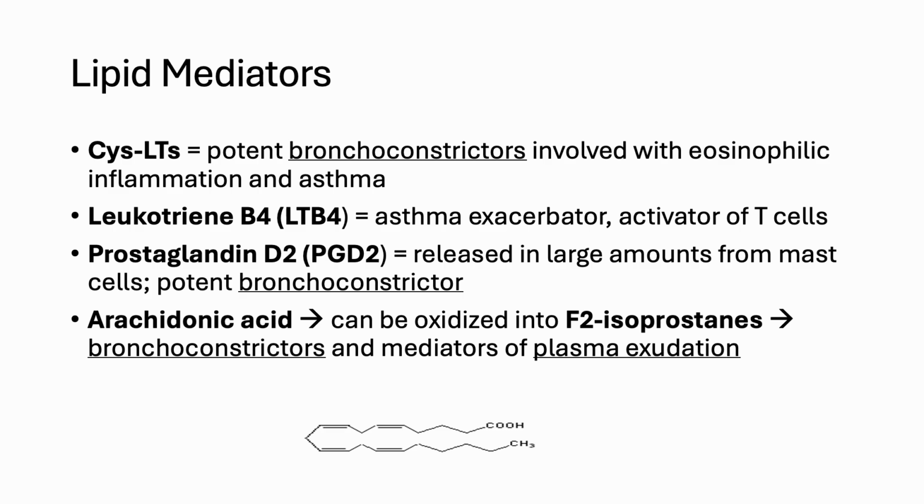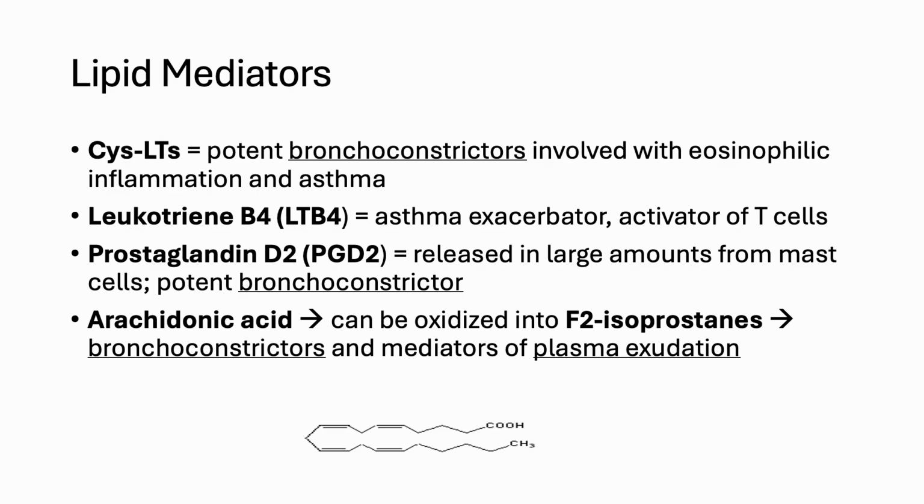These are bronchoconstrictors generally, and you can think of these mostly in the context of asthma, at least within the scope of this class. We also have leukotrienes, so you would see these abbreviated as LT, so in this case LTB4 for leukotriene B4. So this one specifically is another asthma exacerbator. It activates T cells, and we also have prostaglandins, so PGD2. So this one is a big mast cell mediator, so if you see this, oftentimes it'll be coming from mast cells in the context of allergic disease, and again, this is a bronchoconstrictor.